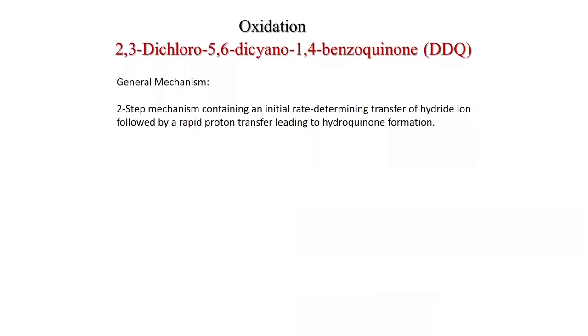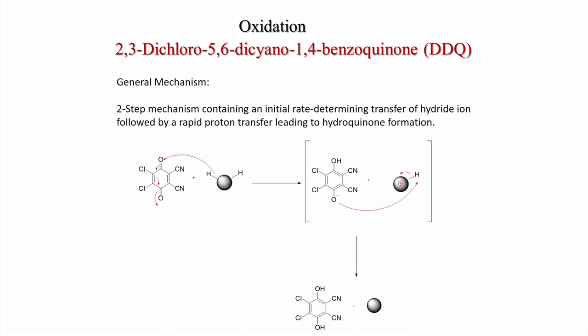What is the general mechanism, how DDQ operates in the reaction? This is generally a two step mechanism containing an initial rate determining transfer of hydride ion followed by a rapid prototransfer leading to hydroquinone formation. So, this is the main reaction that happens, that H minus first reacts, electron also can react first here, because this is an electrophilic compound, this is parabenzoquinone. Then H minus first reacts here, you get this system, O minus is there, this hydroquinone, and now this O minus reacts with H plus, and ultimately one H minus and then H plus react with the DDQ to get this hydroquinone or DDQH, hydrogenated DDQ.